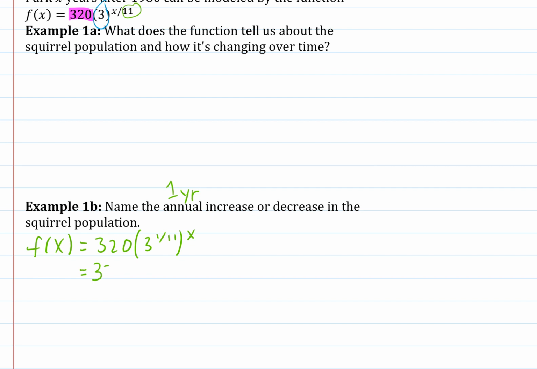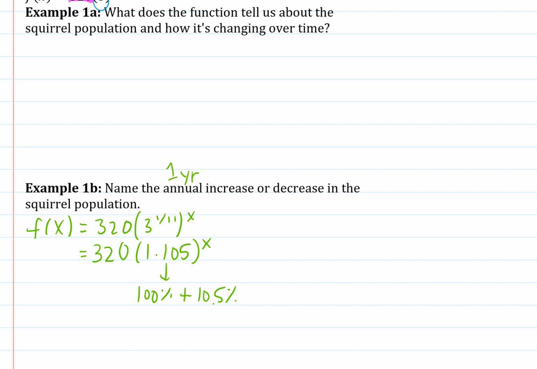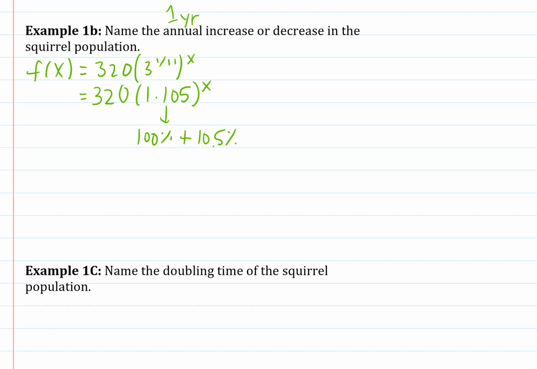And if you type into your calculator 3 to the power 1 over 11, you get about 1.105. So if we write the function in this way, this is 100% of the original squirrel population plus an additional 10.5%. So this shows us that the squirrel population increases by about 10.5% each year.